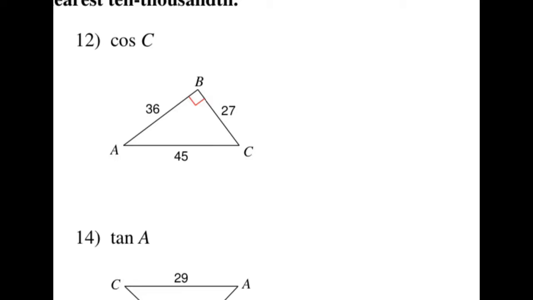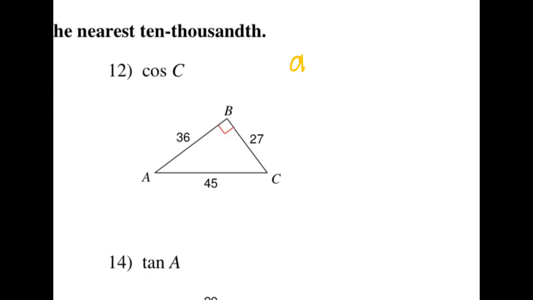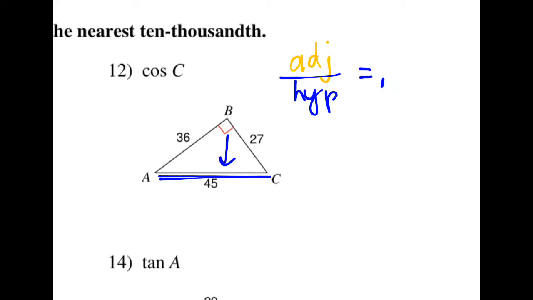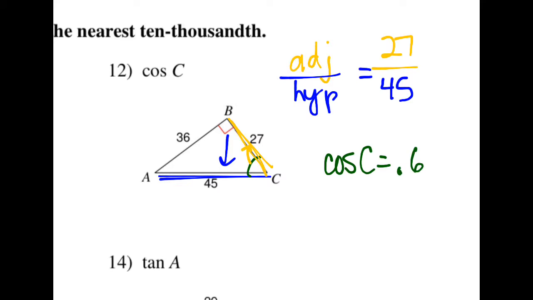The cosine is the adjacent. Did I use blue? Or yellow? Okay, it is yellow. I keep forgetting. Adjacent over hypotenuse. All right, hypotenuse, the longest side, across from the 90-degree angle, in this case is 45. The adjacent to my angle C is touching it, 27. In your calculator, take 27, divide by 45, and so the cosine of C is equal to 6/10, but because we want it in the nearest 10,000th, we just have to add 3 more zeros.